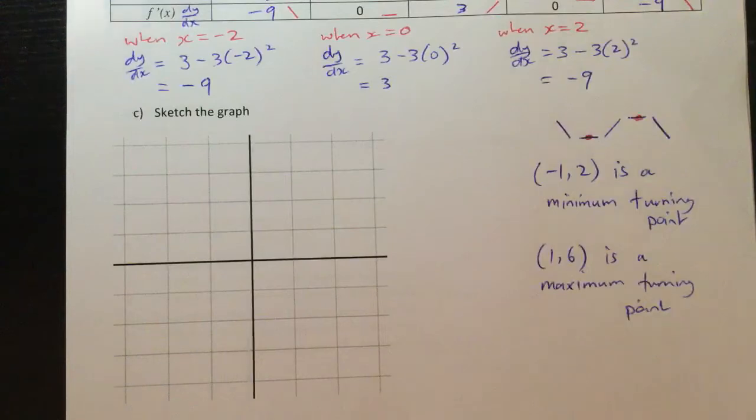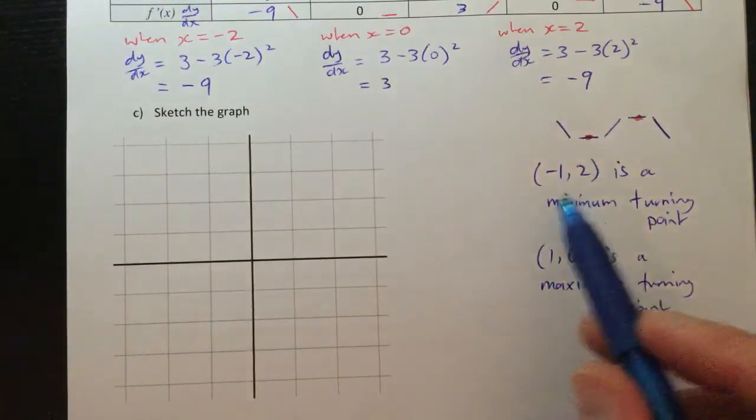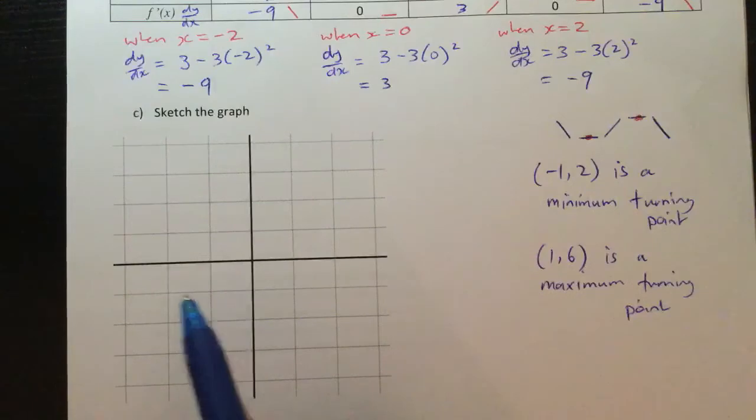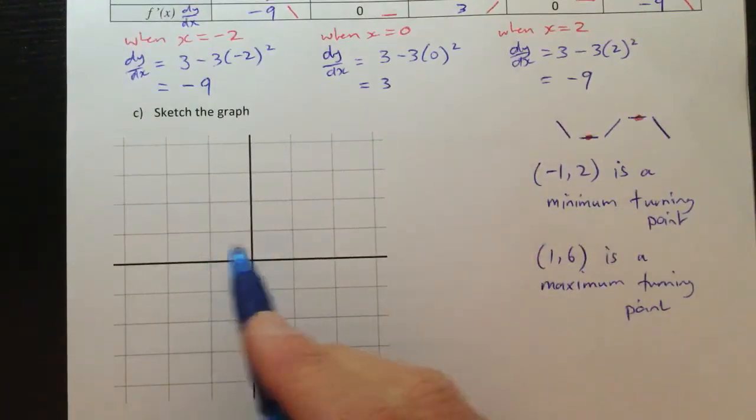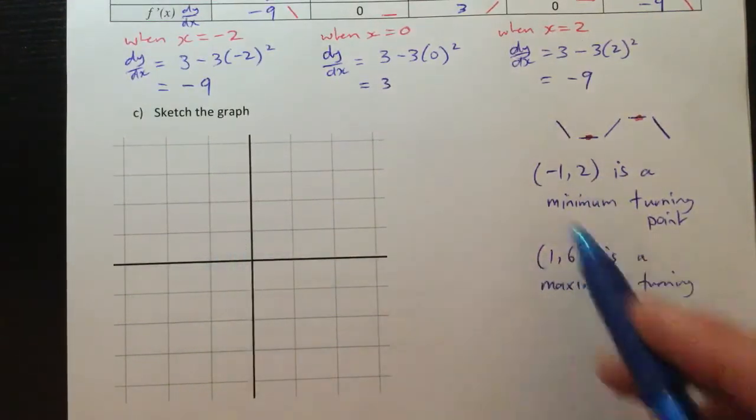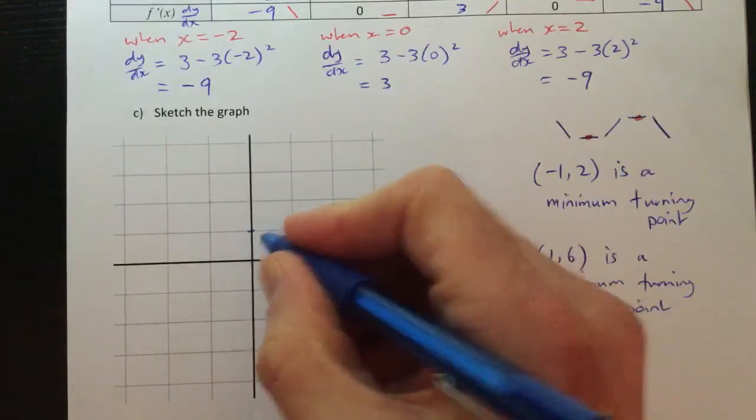So if we look carefully at the points we already know, we've got (-1, 2). So let's just look at the scale we're working with here. -1, let's say, well, we know the y value's got to go up to at least 6, so I reckon let's go up by 2s.